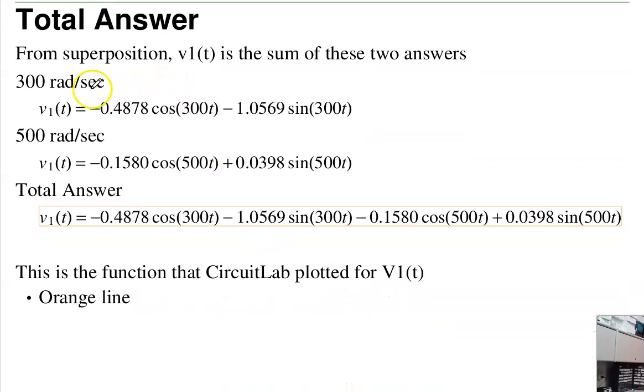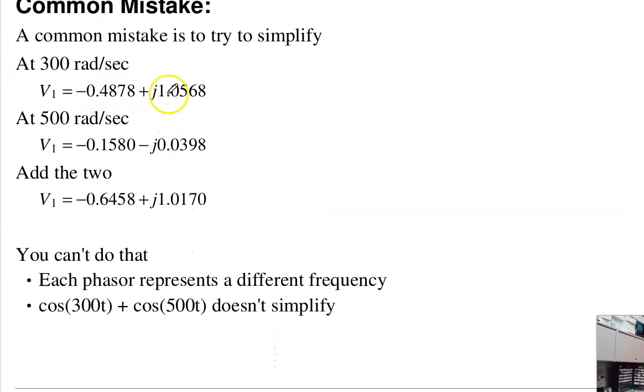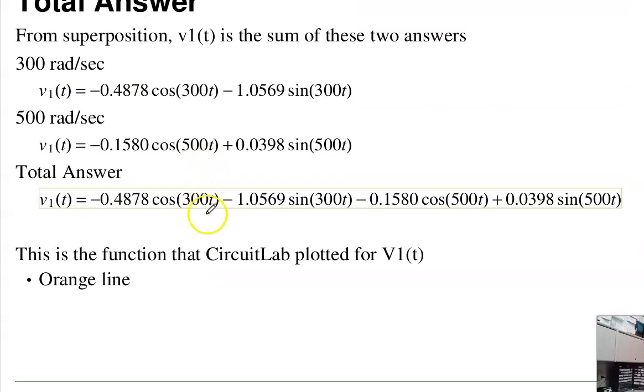The total answer then is the sum of the two. Here's the first output, here's the second output, add them together, there's your total output. That's the equation for the signal that Circuit Lab found. Again, a common mistake is I see V1 at 300 and V1 at 500, and you're really tempted to add these together. You can't do that. Those represent two different frequencies. Here's the first frequency, here's the second. These two terms don't simplify.